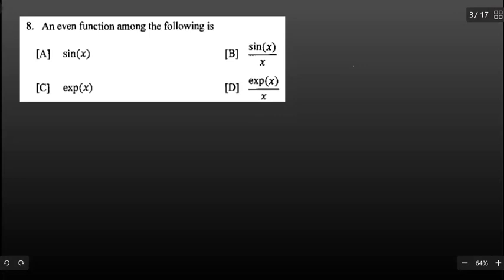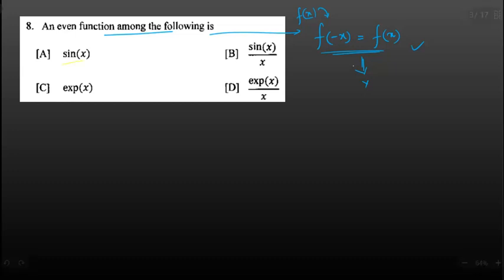Next question. An even function among the following is, which one is an even function? Now, how do you need to verify if a function is an even function or not? So you just put f of minus x. If some f of x function is given, instead of x you put minus x. If it becomes equal to f of x, then it is an even function, otherwise it is not an even function. So we can just verify these options.